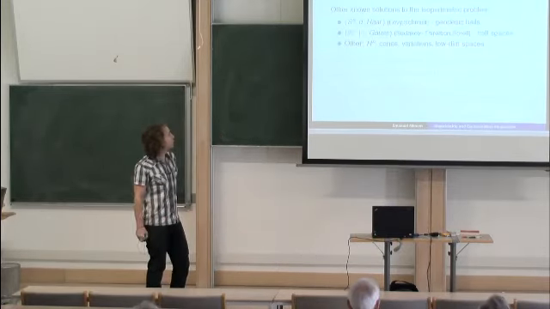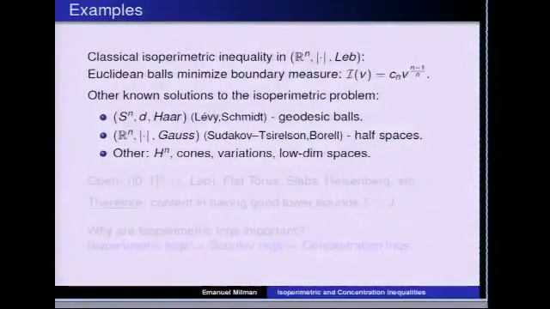So of course, there are other solutions to the isoperimetric problem, which are known in other spaces. So for example, we can take a look at the n-dimensional sphere, equip it with its geodesic distance, and use the Haar measure on the sphere. And then it's a classical result from the 20th century by Lévy and by Schmidt. In this case, geodesic balls are isoperimetric minimizers. So that means among all sets on the sphere having a given spherical volume, geodesic balls about any point minimize spherical surface area. Okay.